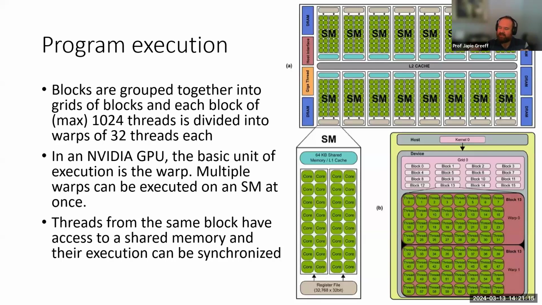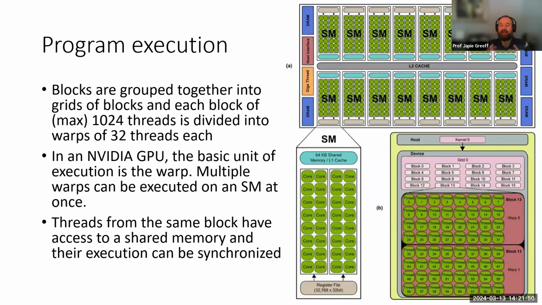And then on the device, we have in pink a grid, and a grid is a collection of blocks. In that grid, we have 16 blocks, and inside each of those blocks there are a number of threads. Those threads are divided into what we call warps. Warps are 32 threads at a time. In an NVIDIA GPU, the basic unit of execution is the warp, but we can have multiple warps executed on one streaming multiprocessor all at once.